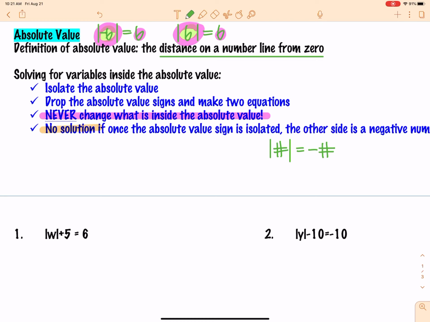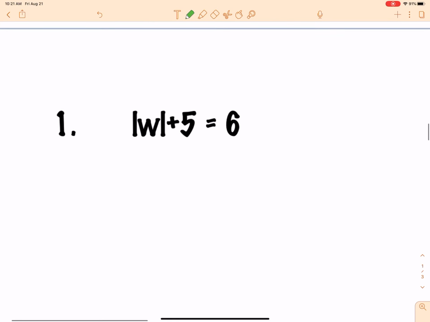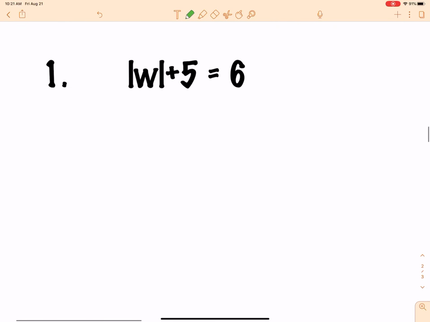All right, so we're going to do a couple problems here. We're going to obviously start really easy, and then as we go through the rest of it, we'll get to the harder problems. First steps first, you want to isolate the absolute value. So you want to get the absolute value of W by itself. That means subtract 5 from both sides.